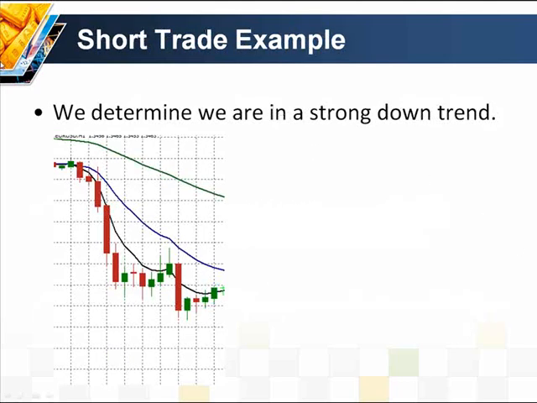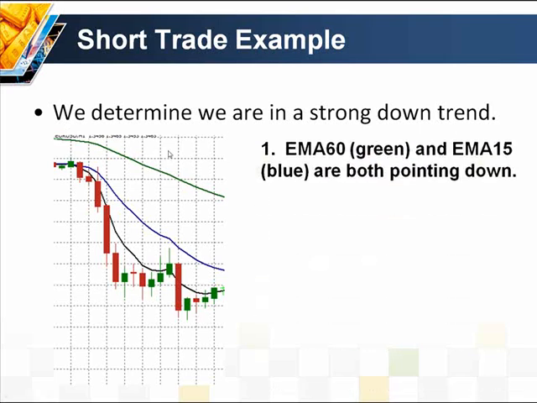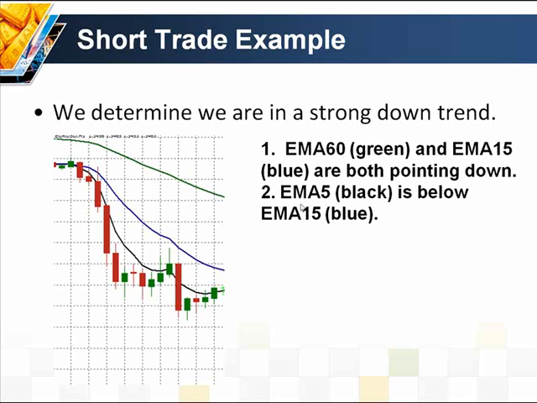Just to show you here with an example, our first step when we're entering a short trade is we need to determine that we are in a strong downtrend. To do that, as I said, we use 3 different criteria. First of all, looking on our charts and the colors of our lines, the EMA 60 is the green line, the EMA 15 is the blue line, and those both need to be pointing downward for us to meet the first criteria. The second criteria is that the EMA 5, which is our black line, is below the EMA 15.